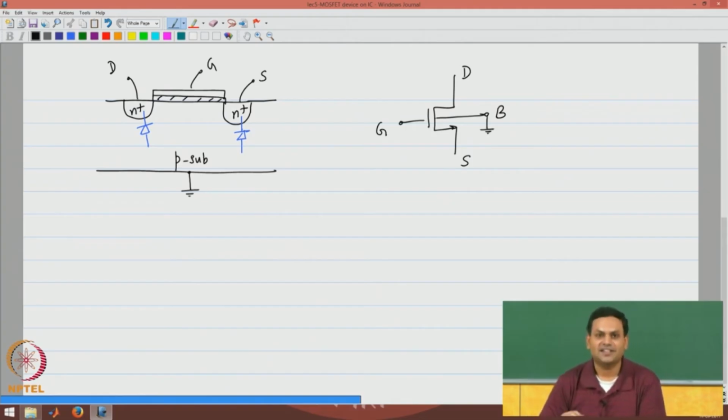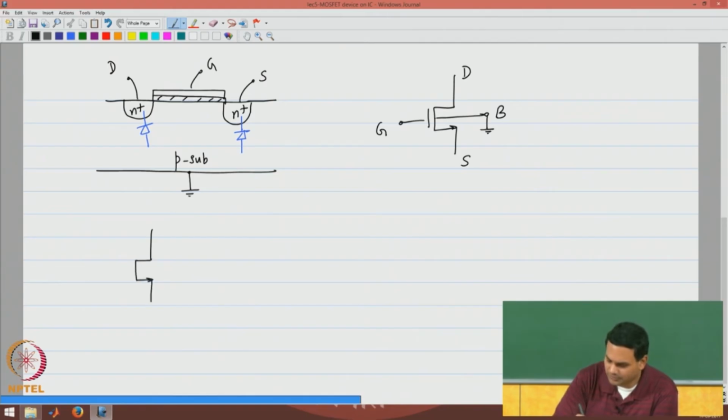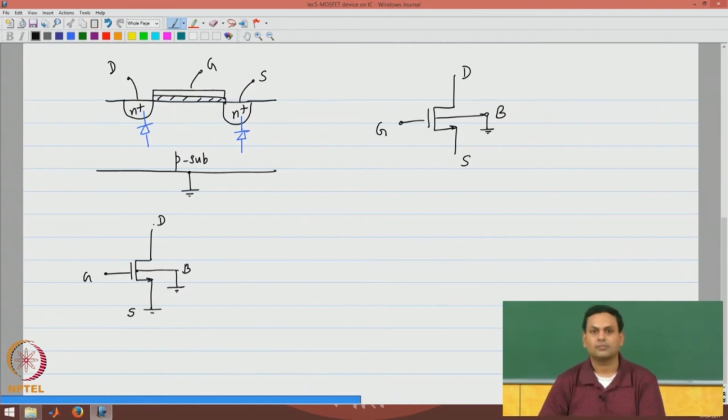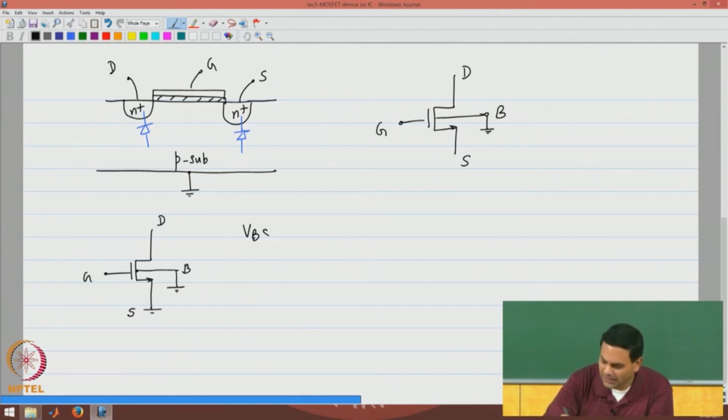If I take such a device, when I connect the device in the common source amplifier configuration, then clearly the bulk to source voltage is 0.